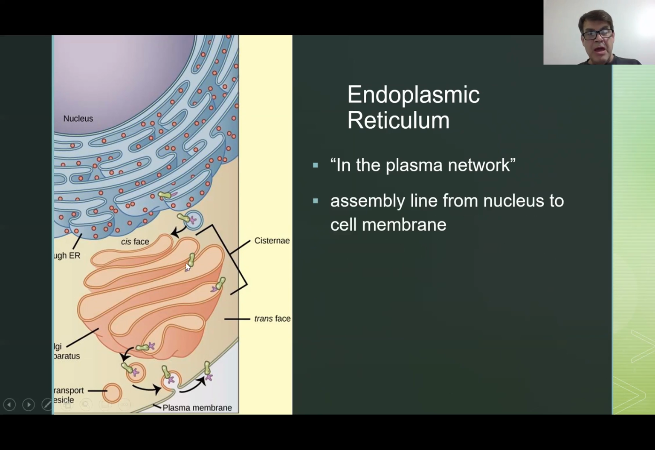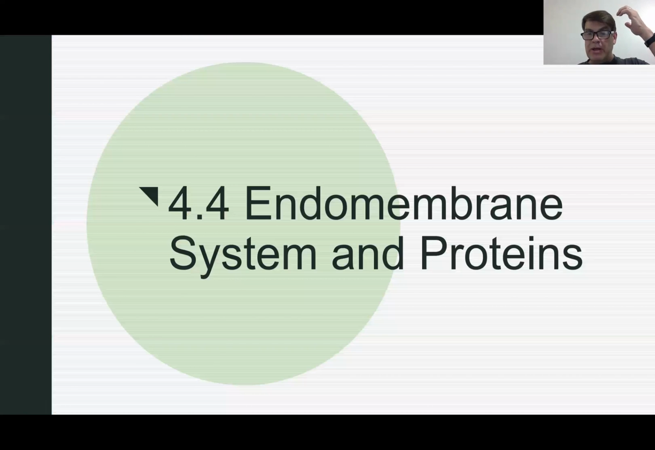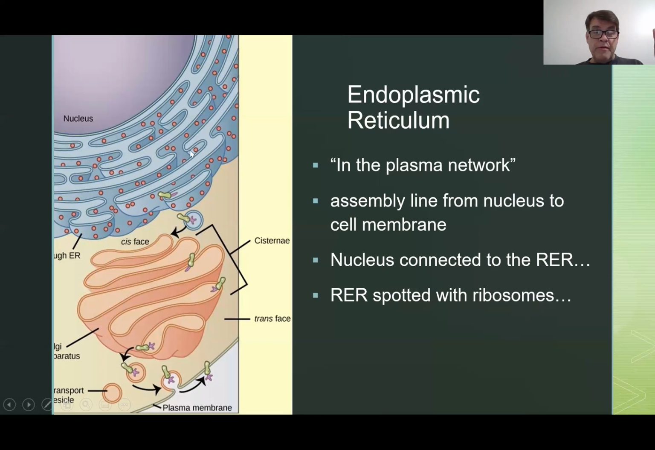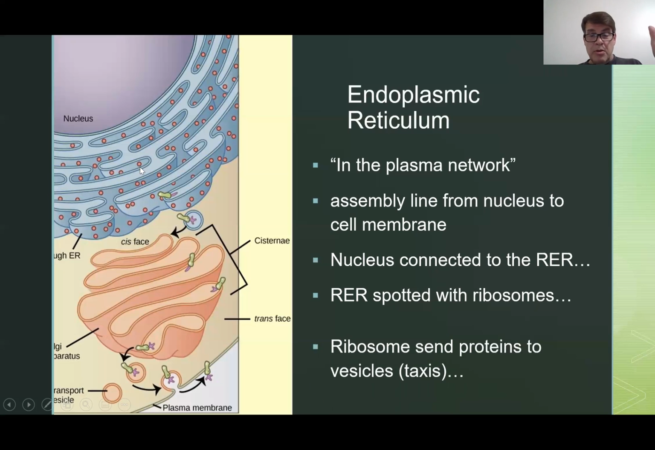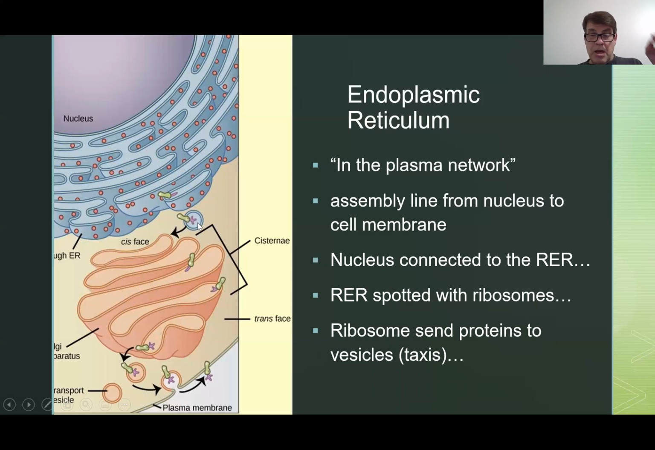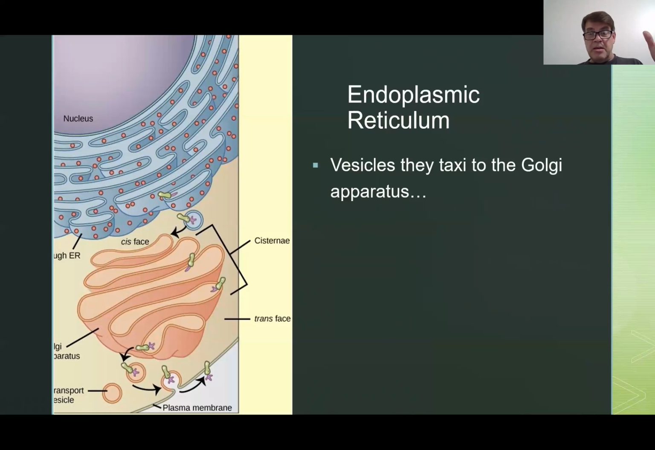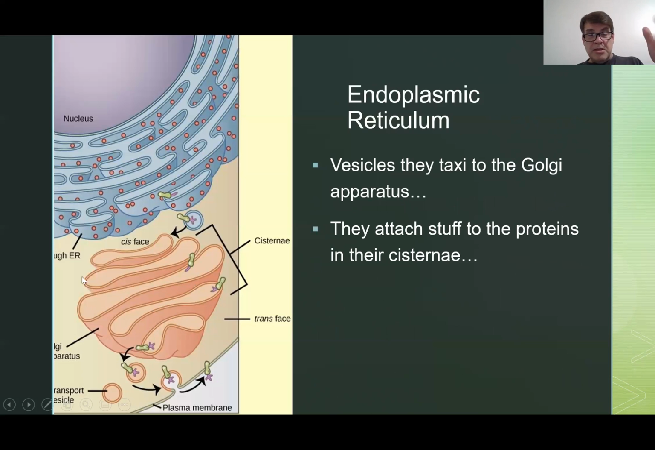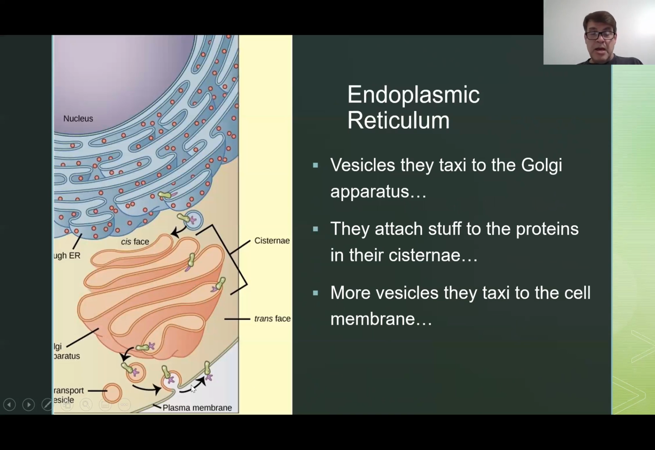So think of this endoplasmic membrane system as a kind of assembly line that's taking proteins and then modifying them and transporting them out to the cell, either to the cell membrane or spitting it out into the world. So the nucleus is connected to the rough endoplasmic reticulum. The rough endoplasmic reticulum is spotted with ribosomes. The ribosomes send proteins to these vesicles, which are like taxis. The vesicles take a taxi to the Golgi apparatus. There they attach stuff to the proteins in their cisternae, and then more vesicles taxi to the cell membrane.